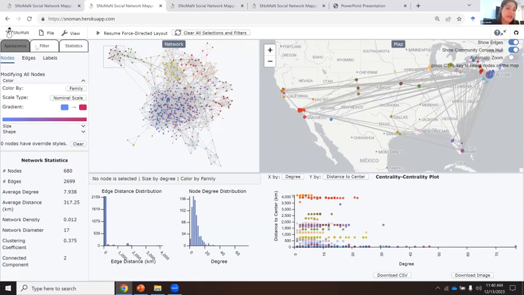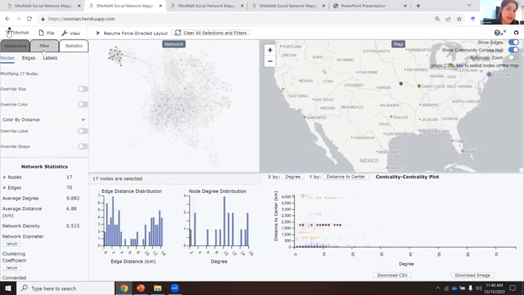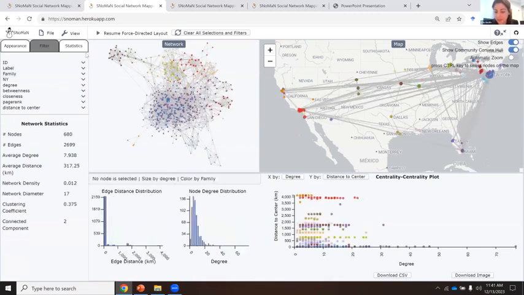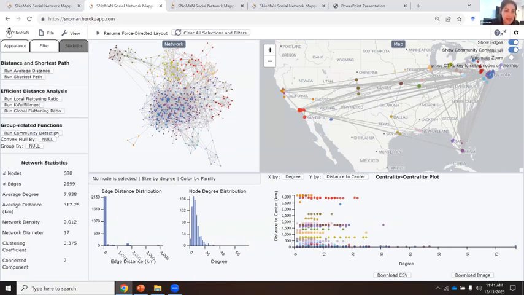So I can either filter this data in a way where I choose the family, or I can filter the data just by touching it. So I will demonstrate here briefly community detection.